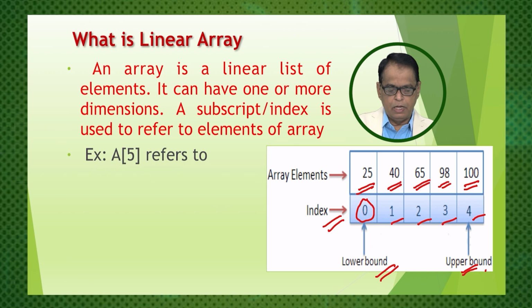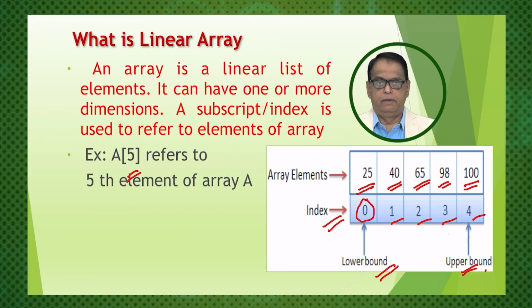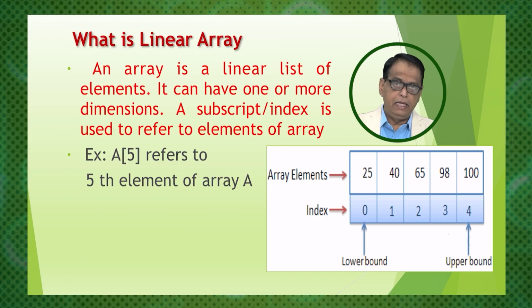Suppose A is the name of the array, and in the square bracket I write 5. Whenever I write such a thing, it will refer to the 5th element of the array. So this 5 refers to the index number. The 5th element of the array has index 4 if I am starting with the index 0. If I am starting with the index 1, then the index number for A5 will be 5.